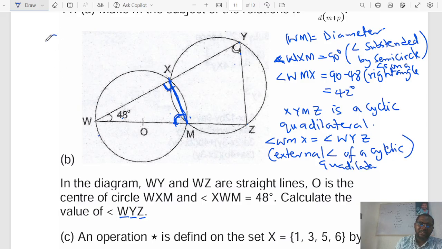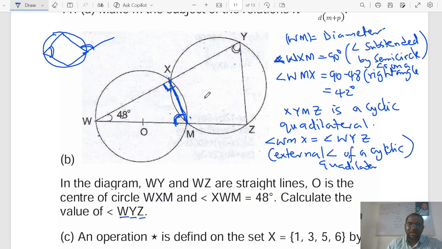If you have a four-sided shape, 1, 2, 3, 4, and one side is extended to give an external angle, you see, this external angle formed is always equal to the opposite internal angle. That's a rule. The external angle of a cyclic quadrilateral is equal to the opposite internal angle. Now, somebody else may choose to do this. Since this is an angle on a straight line, you can subtract from 180 to get this angle, then you also subtract from 180 to get this angle.